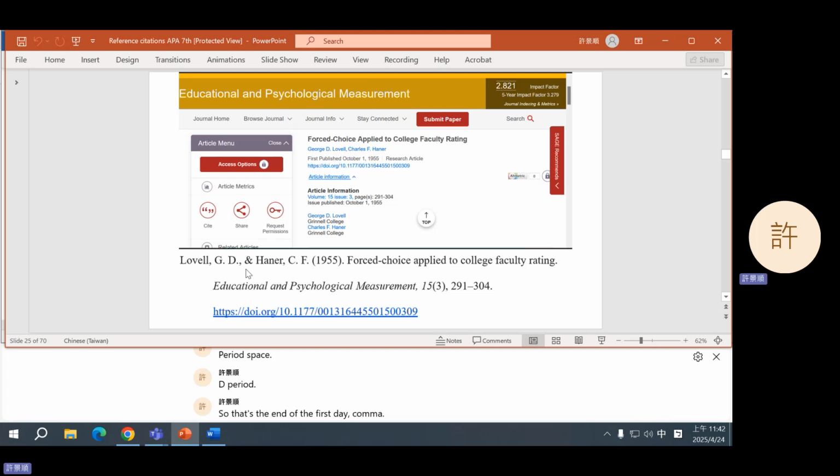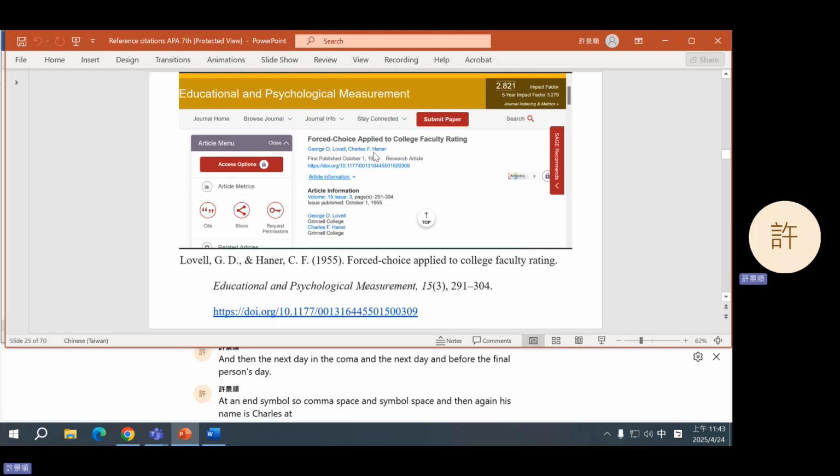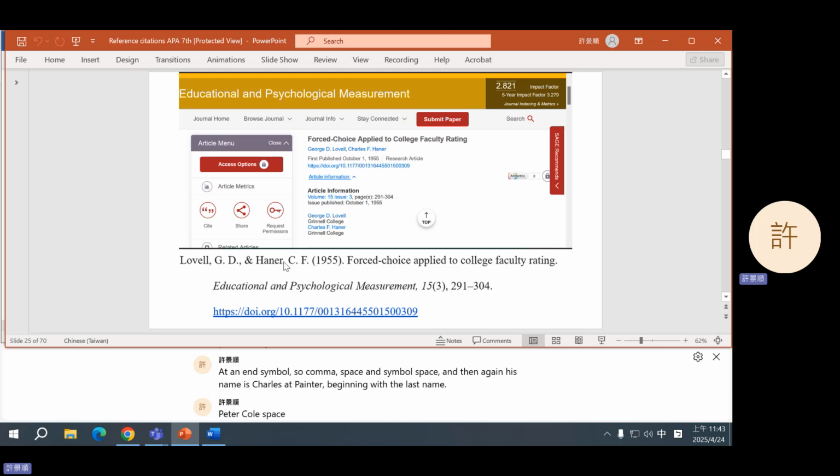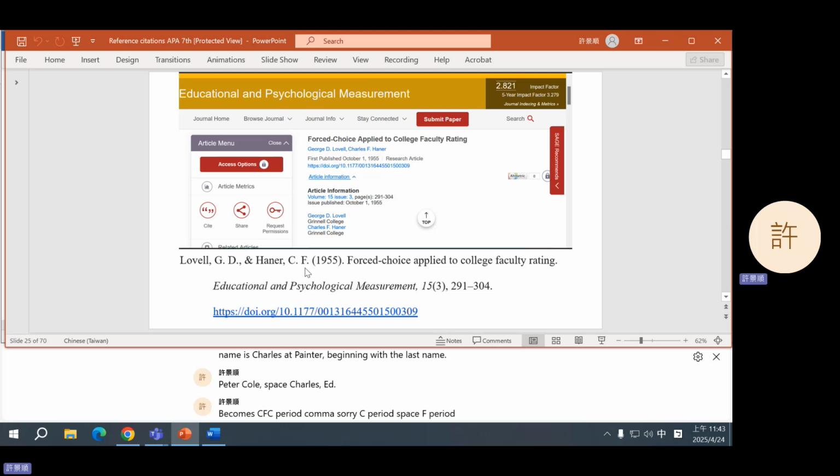and then the next name, and then comma, and the next name. And before the final person's name, add an and symbol. So comma, space, and symbol, space. And then again, his name is Charles F. Painter. Begin with the last name, Painter, comma, space. Charles F. becomes CF. C period, space, F period. That is the end of the names.